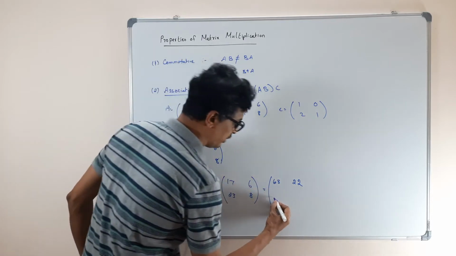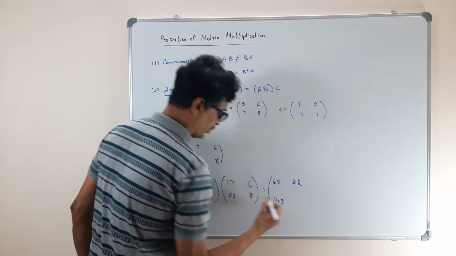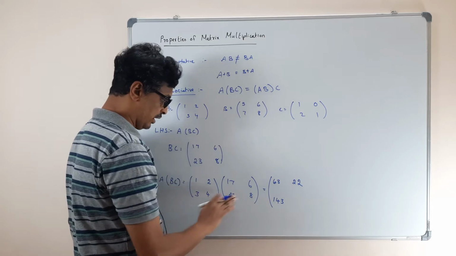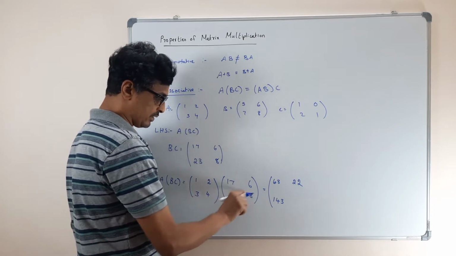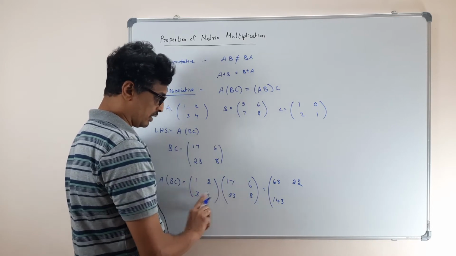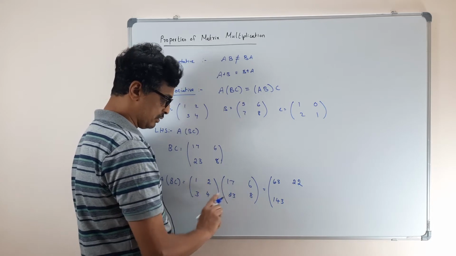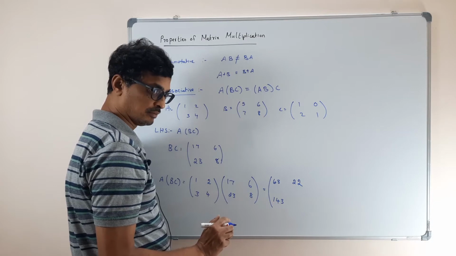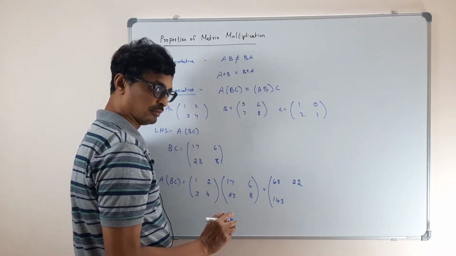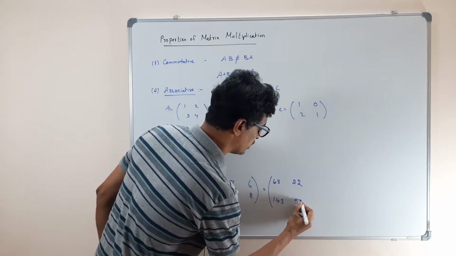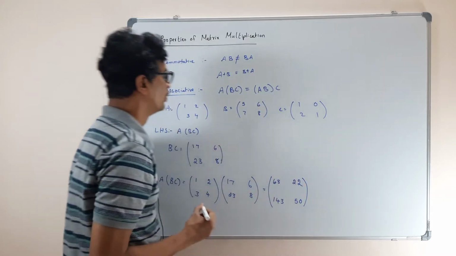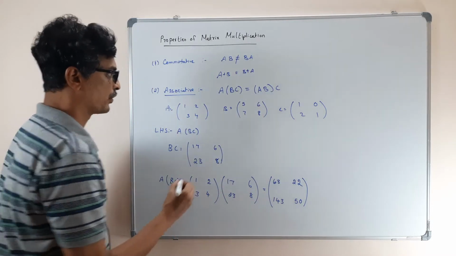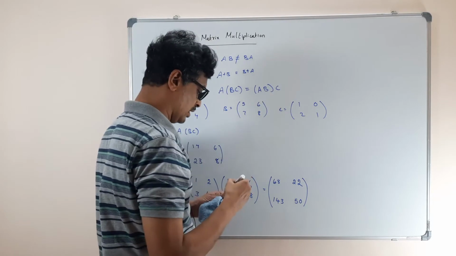This is 143. What about the next one? 3 into this, second row and second column. 3 into 6, that is 18, plus 4 into 8. 18 plus 32, 50, correct? So this is your LHS. So now let us try for the RHS.